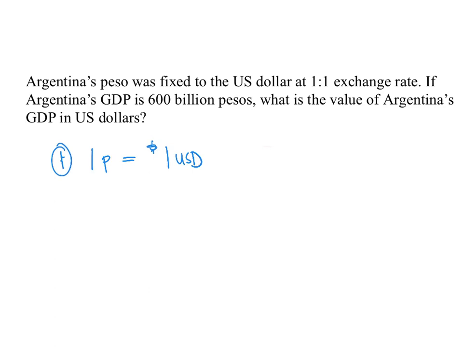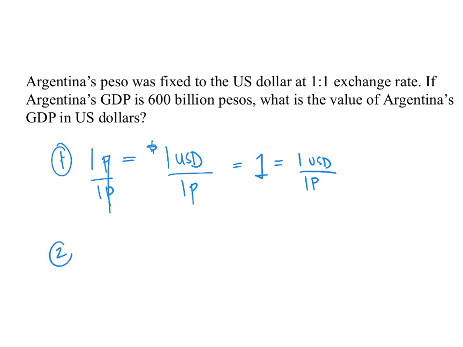My first step is to set the exchange ratio. We know that 1 peso equals 1 US dollar. If I divide both sides by 1 peso, this cancels out, so this is just 1 equals 1 US dollar to 1 peso.